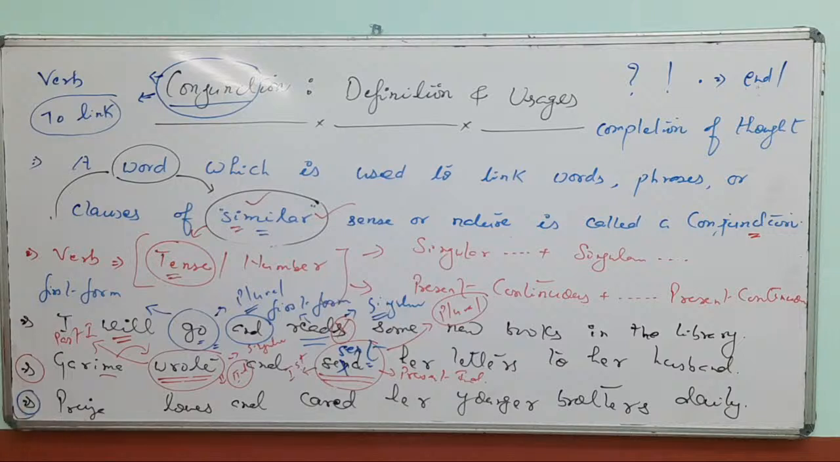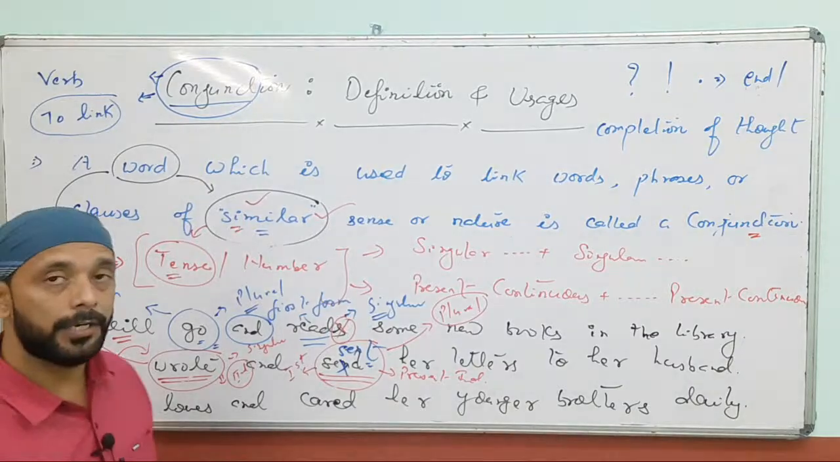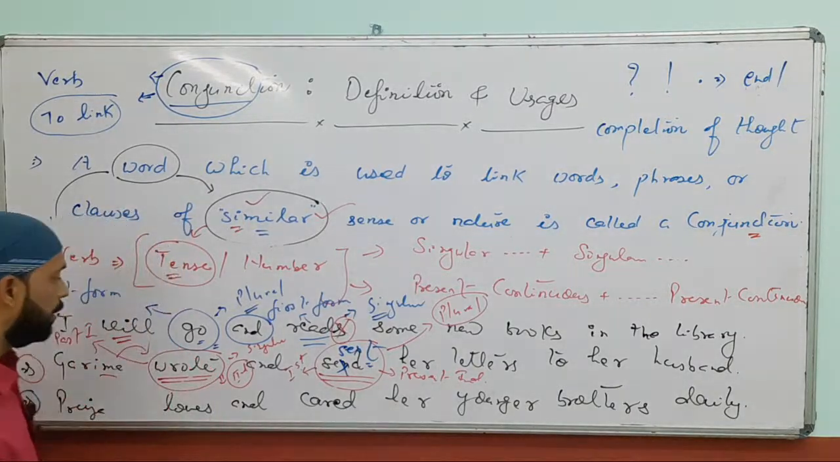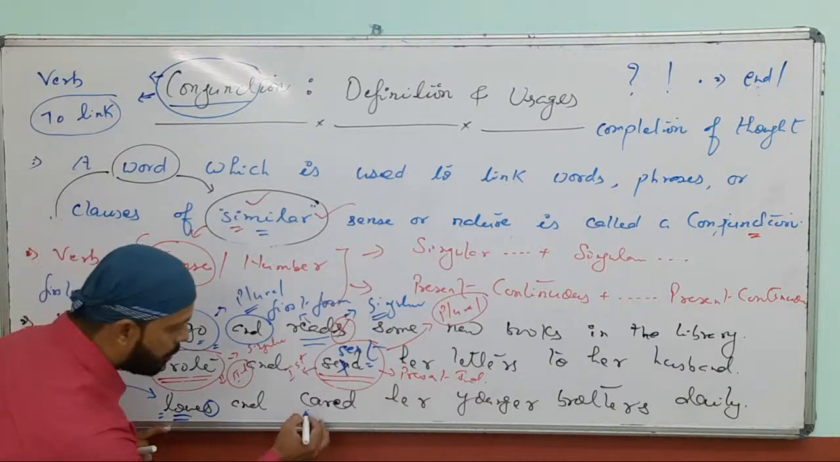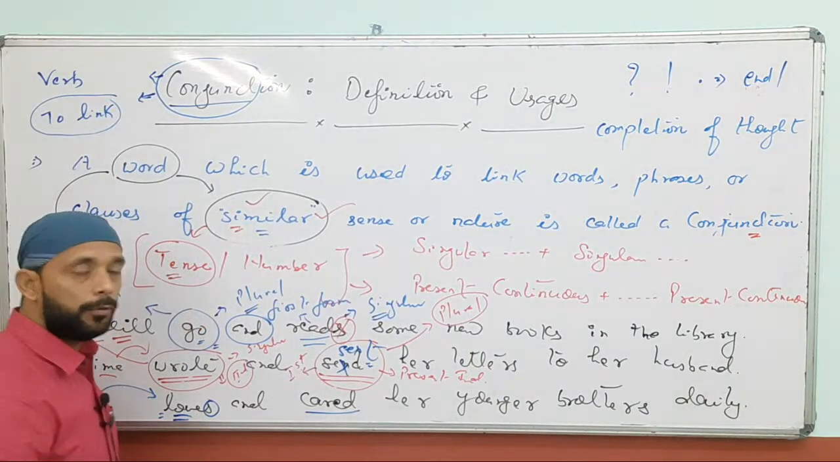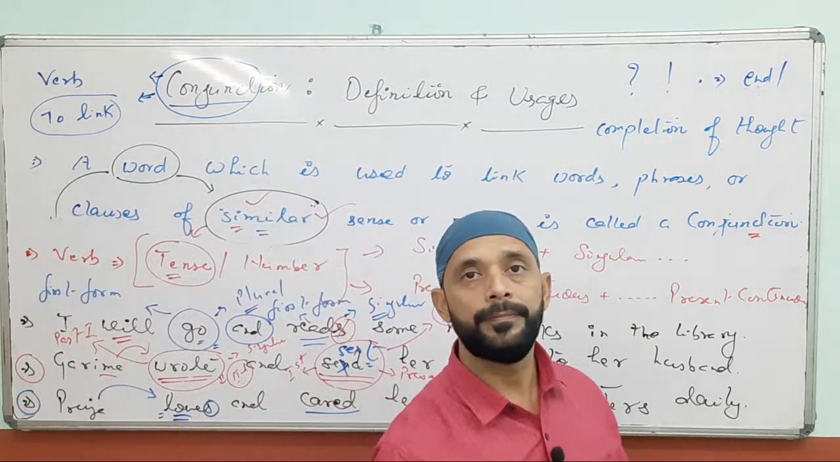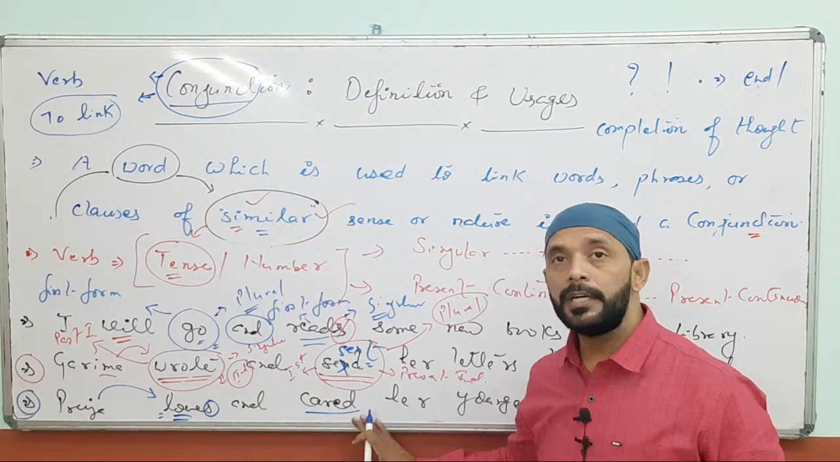Priya loves and cared her younger brothers daily. You can see the two examples. So once again, now just reversal. Loves is singular, because you're putting S according to the subject with the basic form of the verb. What I am trying to tell you, try to understand. And cared is also singular because cared is in the second form.